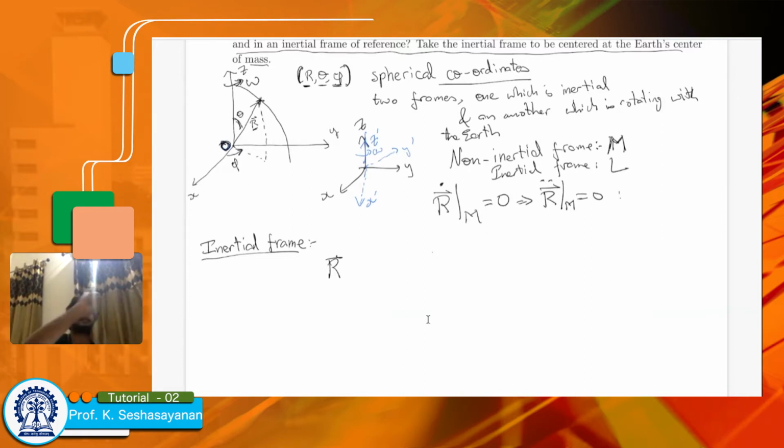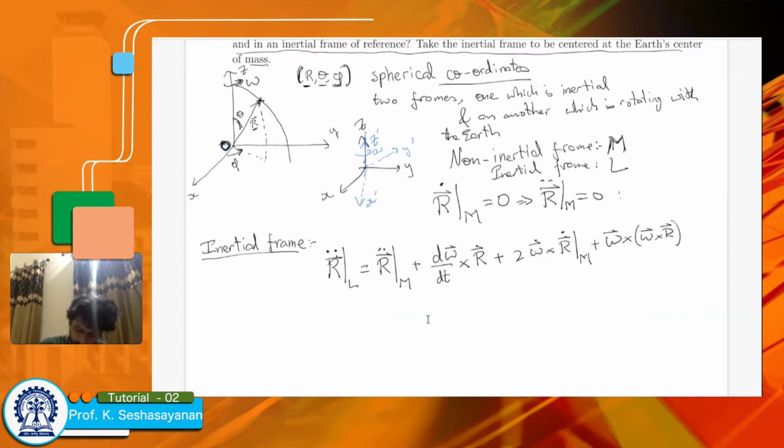The person is rotating, the velocity field is changing direction. So let's directly look at the acceleration, R double dot in the lab frame, which is the inertial frame. So R double dot can be written as R vector double dot in the moving frame plus d omega/dt cross R vector plus 2 omega cross R vector dot in the moving frame plus omega cross (omega cross R).